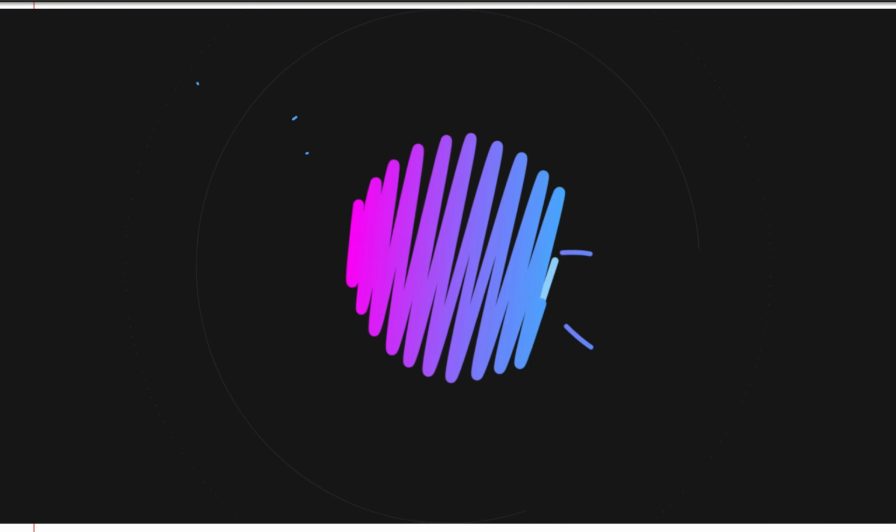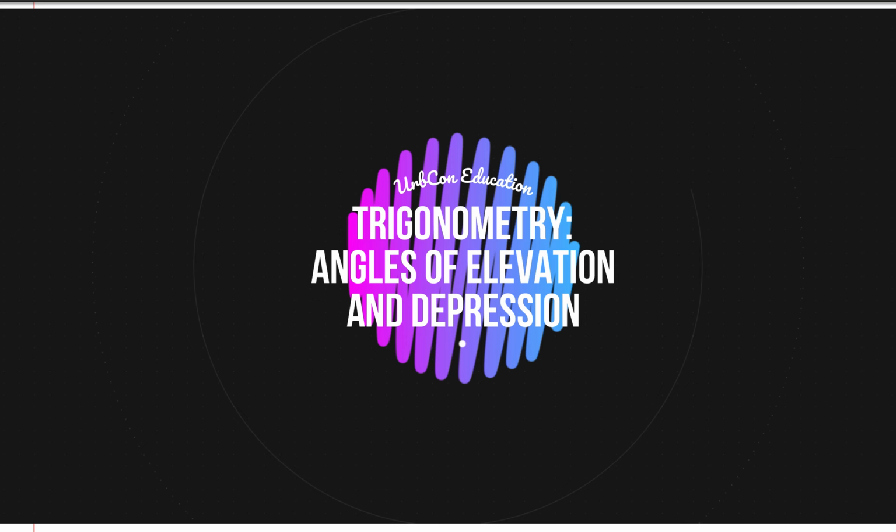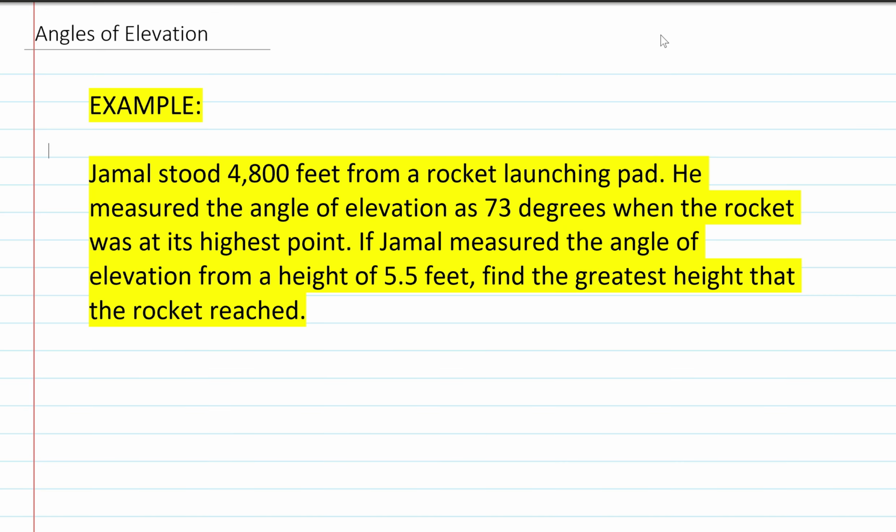Hey everyone, today we'll be looking at trig with right triangles, specifically angles of elevation and angles of depression. So let's take a look at our first problem. Jamal stood 4,800 feet from a rocket launching pad. He measured the angle of elevation as 73 degrees when the rocket was at its highest point.